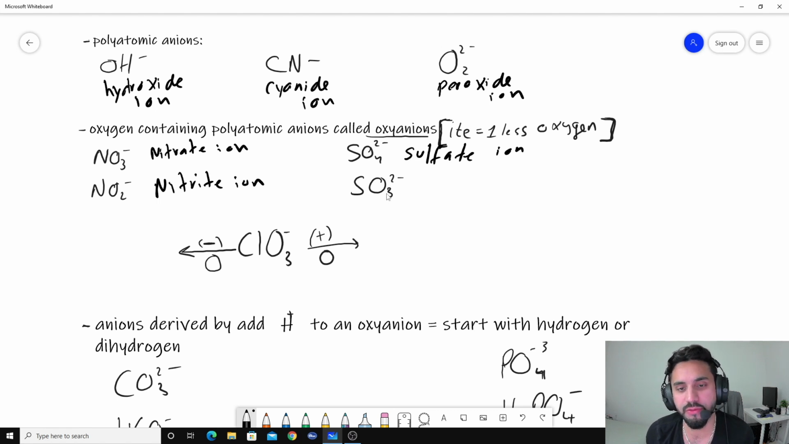And notice that this one has one less oxygen. And whenever there is one less oxygen, we change that ATE to ITE. So this becomes sulfite ion.